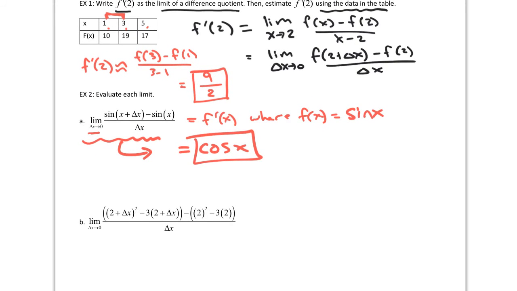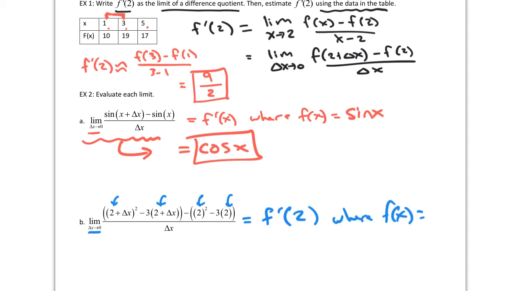In B, this time we've got a lot more numbers in there, but you've still got that delta x approaching 0, and you've got this difference quotient sort of format. So here you're trying to recognize what the function is. If this is going to equal f prime of c, can you figure out what c is? It's that number that keeps showing up. It's 2. So we're doing f prime of 2, where f of x equals, and then I have to figure out what the function equals.